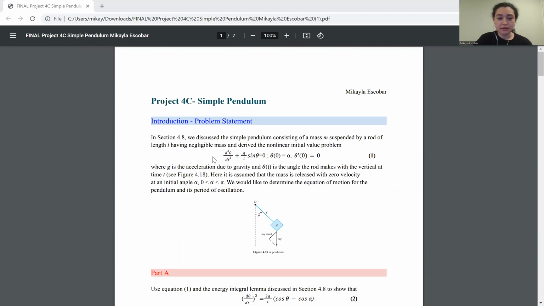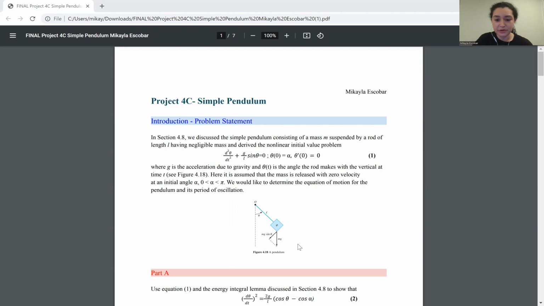d squared theta over dt squared plus g over L times sine of theta is equal to 0, given the initial conditions theta of 0 is equal to alpha and theta prime of 0 is equal to 0, where g is the acceleration due to gravity and theta of t is the angle the bob makes with the vertical at time t. Here it is assumed that the mass is released with 0 velocity at an initial angle of alpha, where alpha is between 0 and pi. We would like to determine the equation of motion for the pendulum and its period of oscillation.